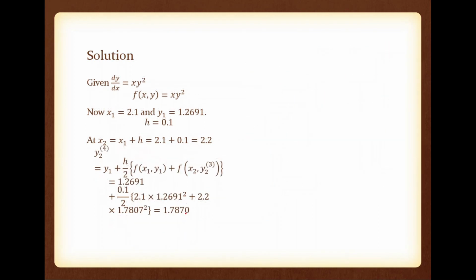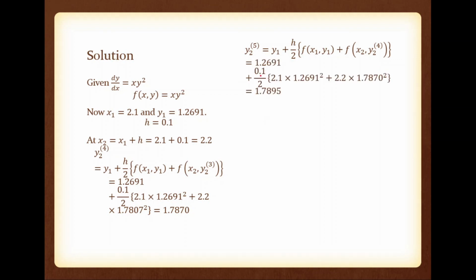This is y2 of 4. So y2 of 5 is equal to y1 plus h by 2 into f of x1 comma y1 plus f of x2 comma y2 of 4. So that is equal to 1.2691 plus 0.1 divided by 2 into 2.1 into 1.2691 square plus 2.2 into 1.7870 square. So the final answer is 1.7895. So we can see that these two are again not equal. So we have to continue.